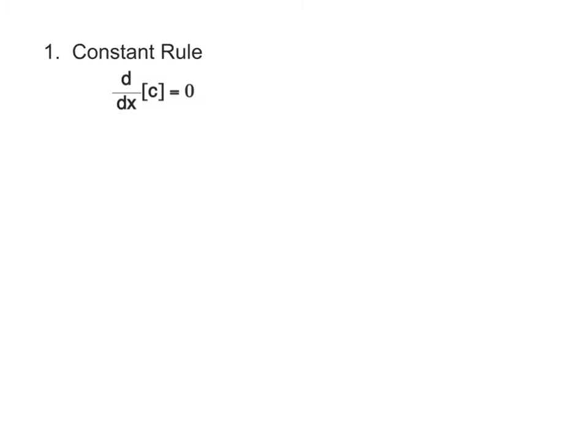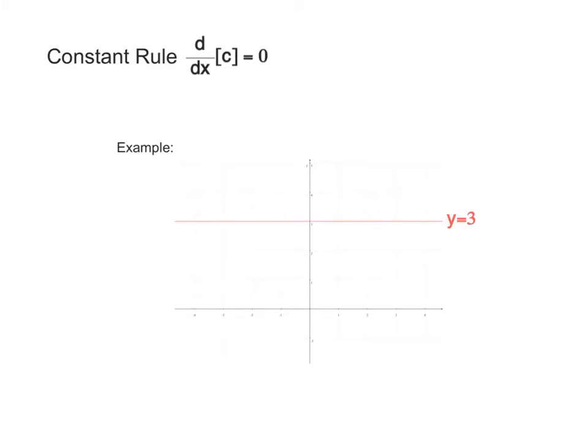Just to illustrate why this is true, let's look at an example of a constant function, y equals 3. Think about all the tangent lines that would lie on top of the line y equals 3. All of them would be flat, meaning they'd all have a slope of 0. And since the derivative is the slope, all constants have a derivative of 0.